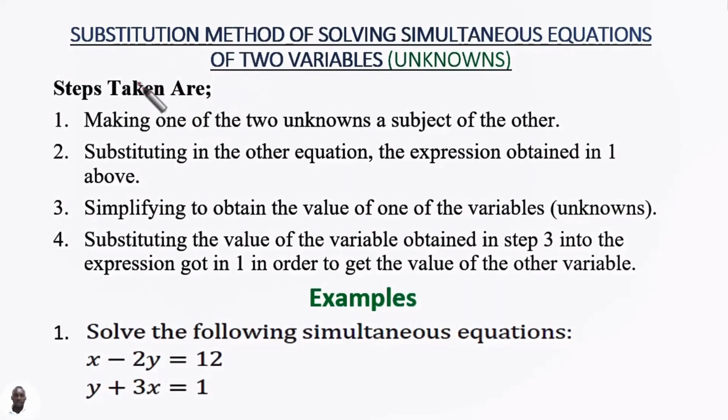So we have 4 simple steps. Step 1, we make one of the two unknowns the subject of the other. Step 2, substituting in the other equation the expression obtained in step 1. We are going to see this. Step 3, simplifying to obtain the value of one of the variables. Step 4, substituting the value of the variable obtained in step 3 into the expression got in step 1 in order to get the value of the other variable.